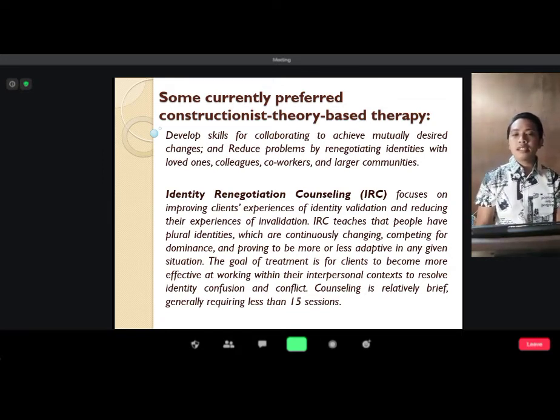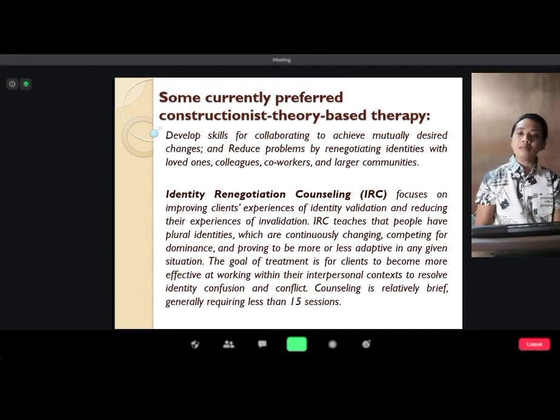So ito kasi, this type of counseling teaches that people have multiple or plural identities which are continuously changing, competing for dominance, and proving to be more or less adaptive in any given situation.